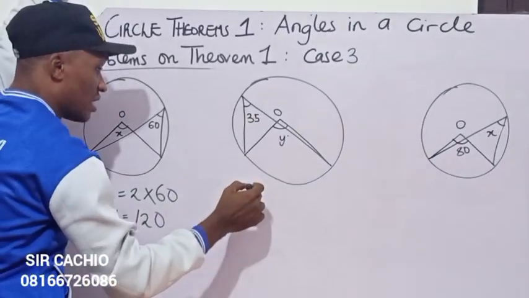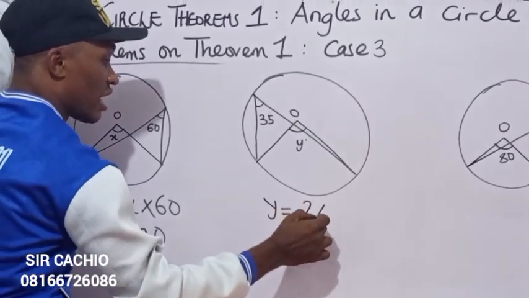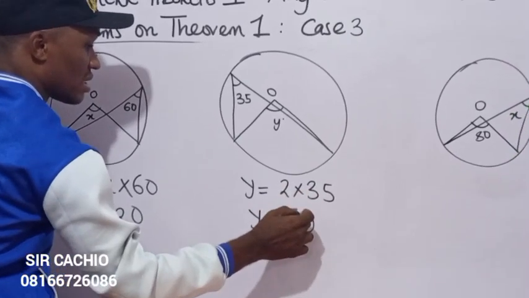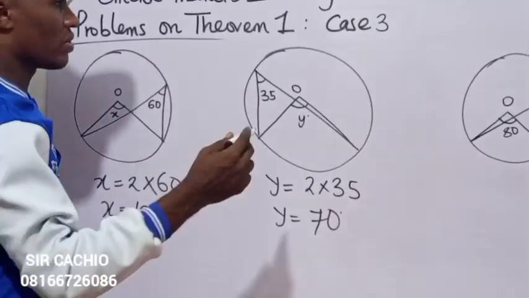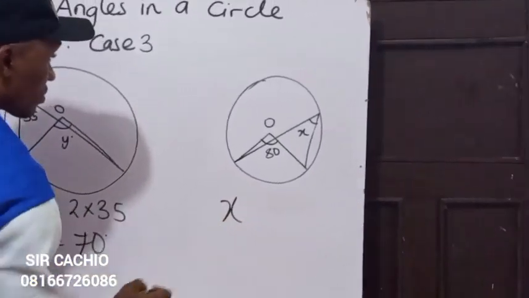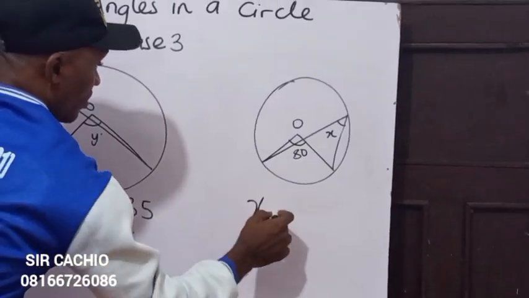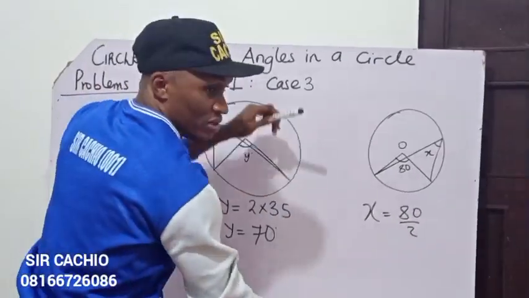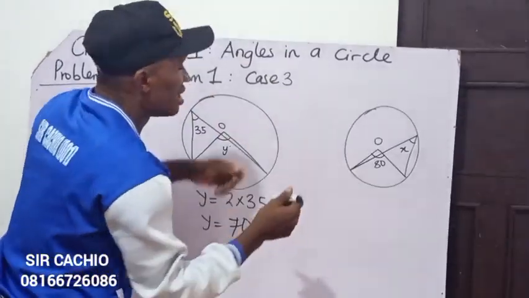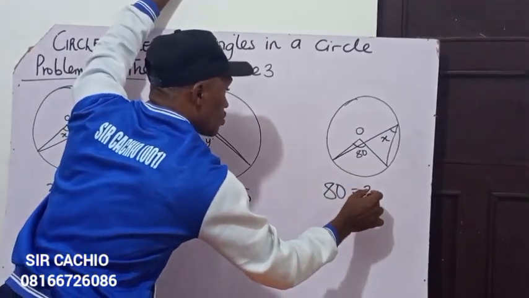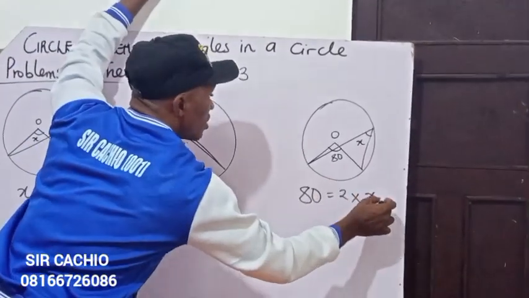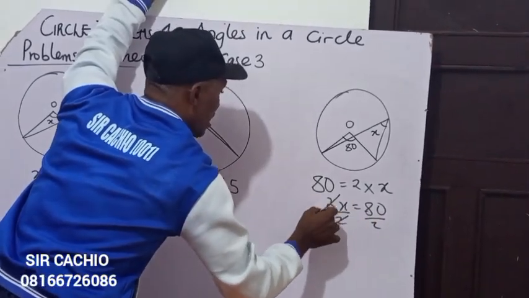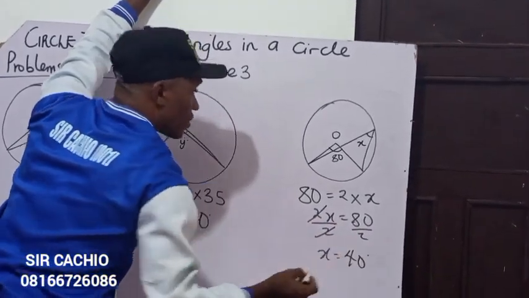So here we have that y equals 2 times 35. So y is equal to 2 times 35, which is 70 degrees, I guess. Correct. So here we have that our x will be 80 divided by 2. I know this one will confuse you, sorry. Let me do it where you understand. What is the center? The center is 80. Good. Equals 2 times, what is the circumference? x. So we have 2x equals 80. Divide by 2, divide by 2, so my x is equal to 40.